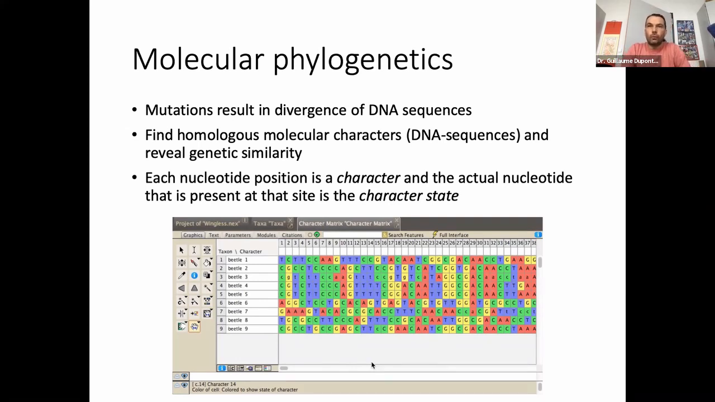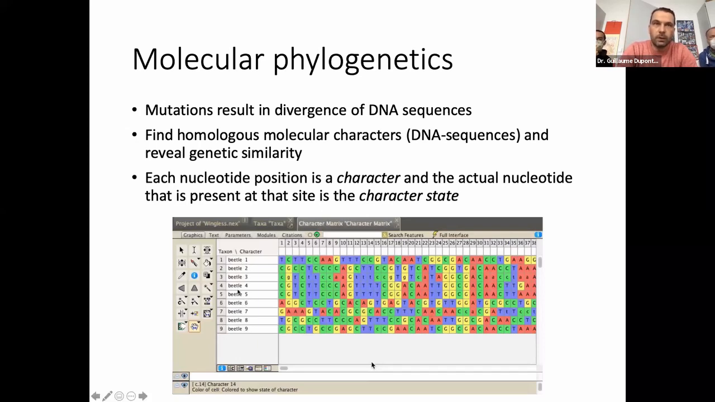So over time, the DNA of two divergent species converges. So if we want to find homologous characters, so sequences which were shared, we look and compare sequence data and see which ones are shared and which are different. So we can put up a similar character matrix.